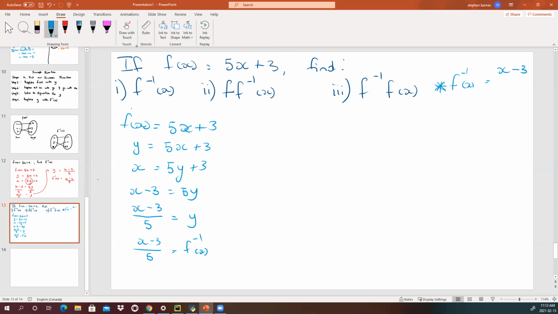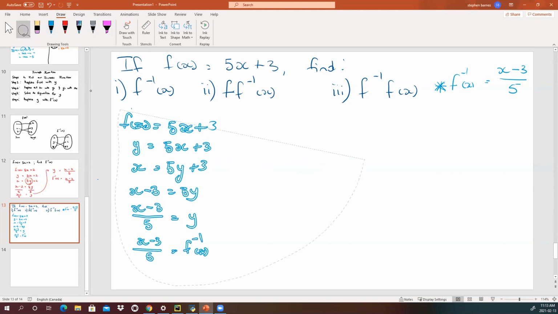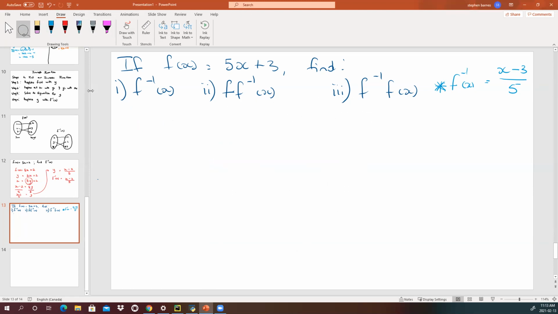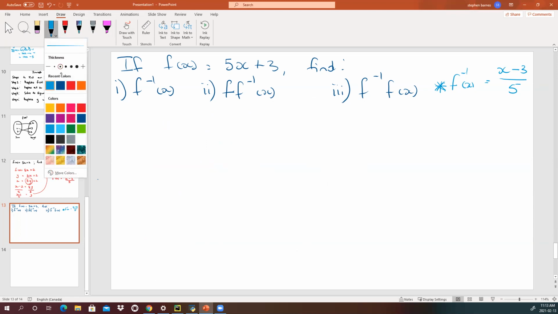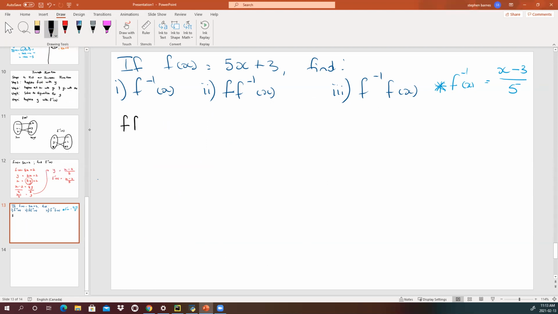x minus 3 over 5. So that's what f inverse of x is. All right, great. So we can then just go ahead and work the rest of them. So let us see what this one asks for: f of f inverse of x.